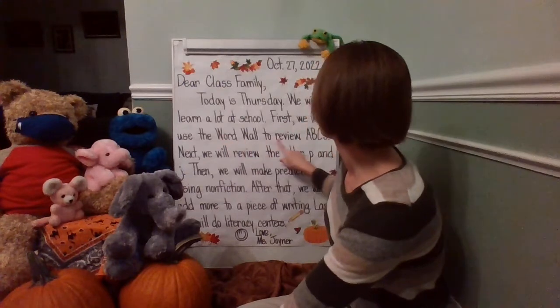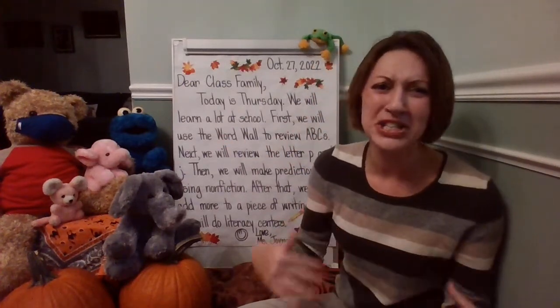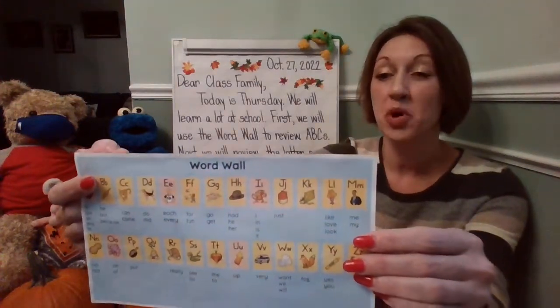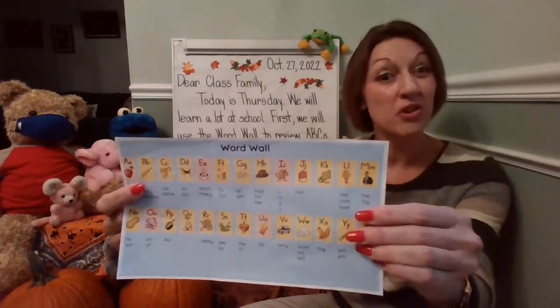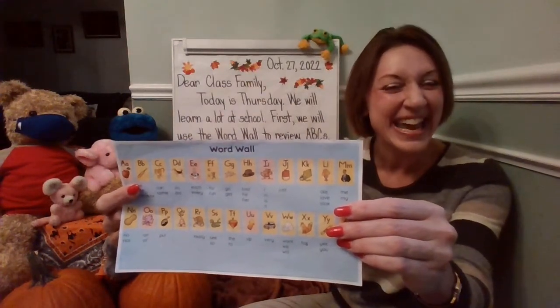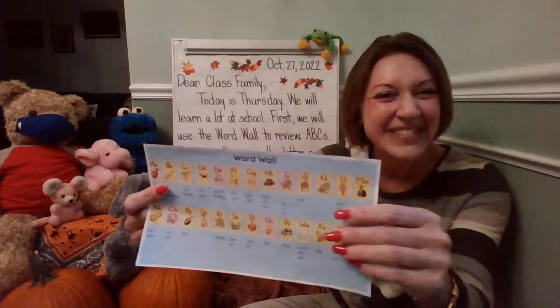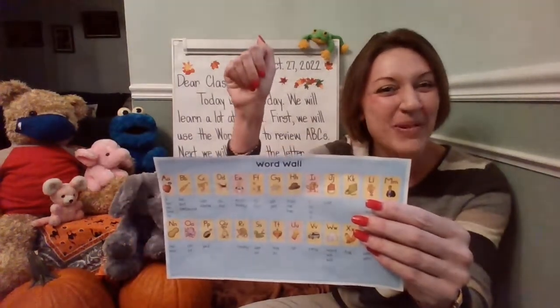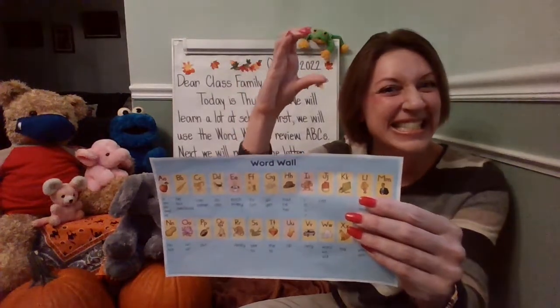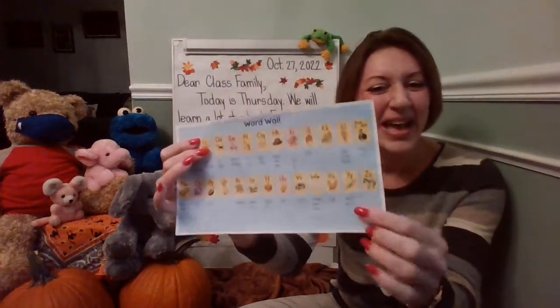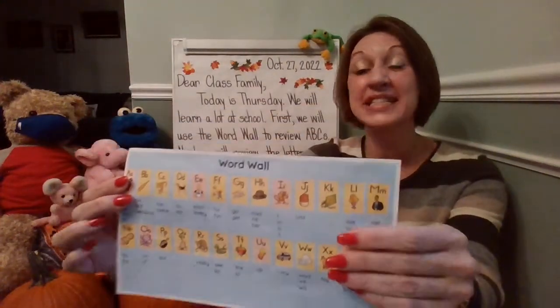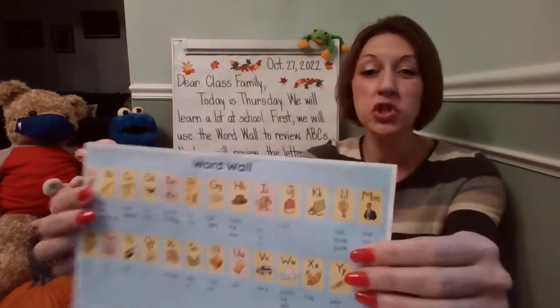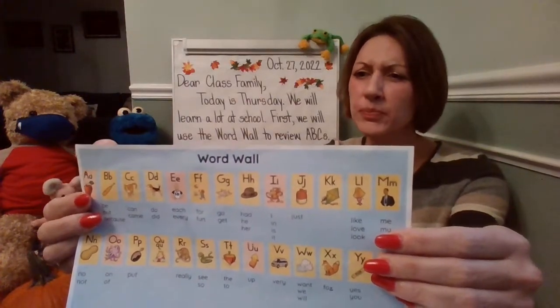First, we will use the word wall to review ABCs. Okay, just like we do every day, we're going to use the word wall as a resource. We have one posted in the classroom already, and we have an electronic version that'll be on the smartboard. It looks like this. We're going to review the ABCs the traditional way and do American Sign Language. So we'll be starting with A, apple, A, B, bat, B, C, cat, and all the way to Z, zebra, Z.